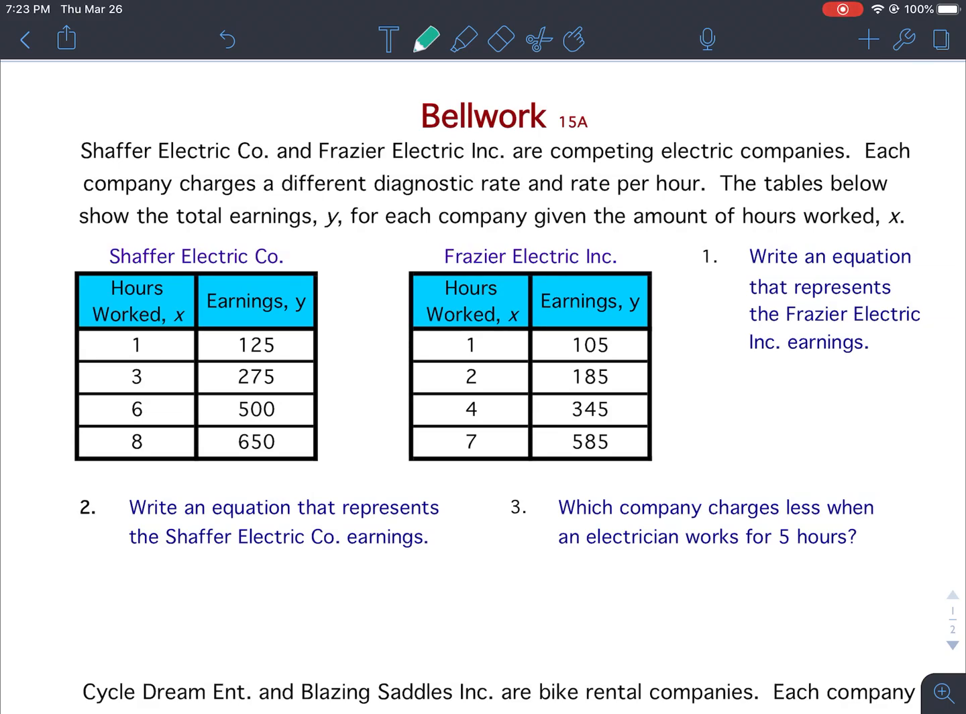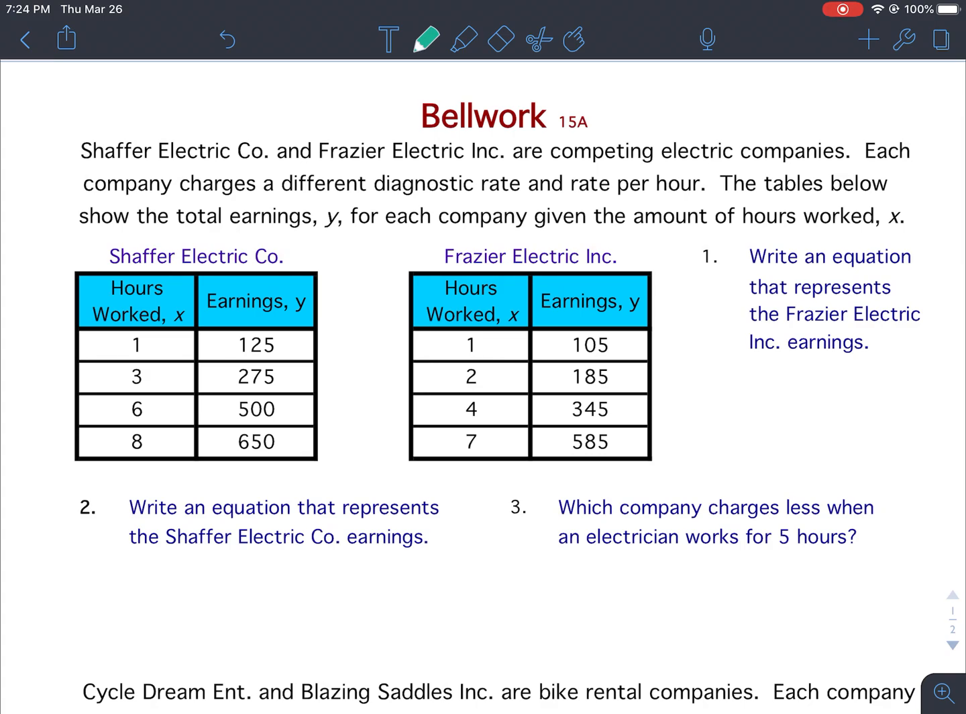Bellwork 15A. I'm going to do 4 videos with you. One video will be for just question 1, and I'm going to do all of question 1 with you. Question 1 and question 2 are pretty much the same thing. So video 2 will be the start of question 2 and the start of question 3. You'll finish 2 and 3 on your own. Then one video will be for question 4, and then the 4th video will be for the start of 5 and the start of 6.